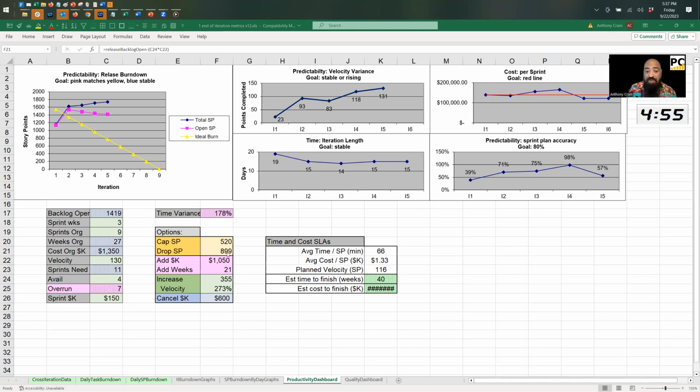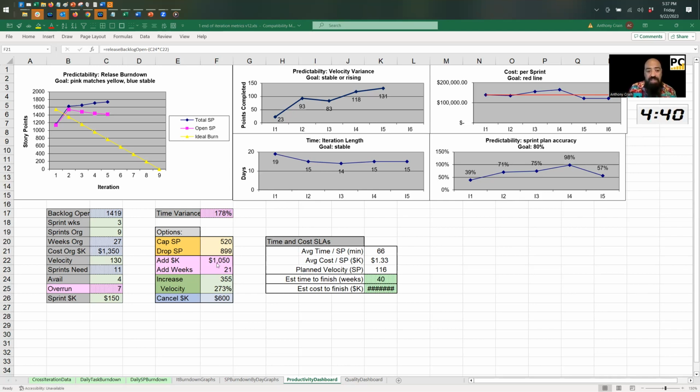If you drop 900 story points out of this 1419, you will be on time. And so now it's a matter of talking to your stakeholders. Hey, can we drop 900 points? Help us figure out which 900, and you'll get your release on time, right? Very exciting that we can have that conversation.